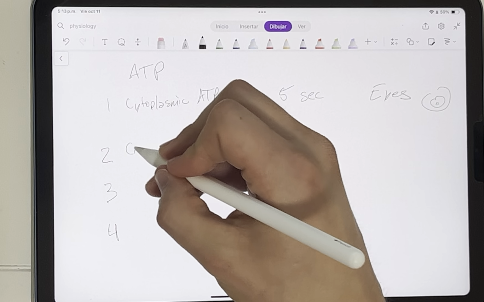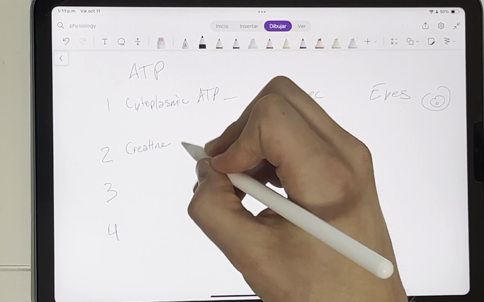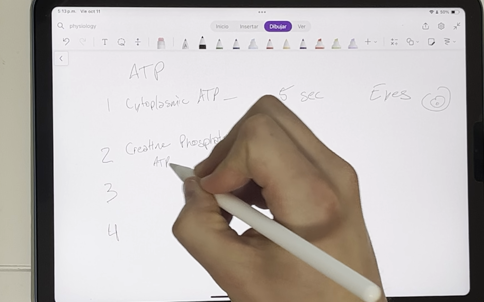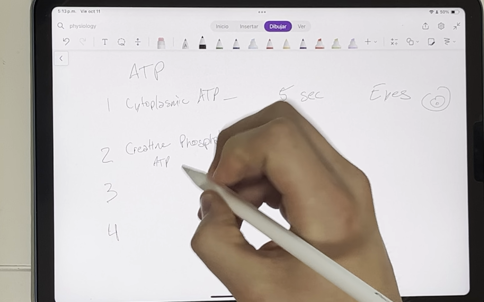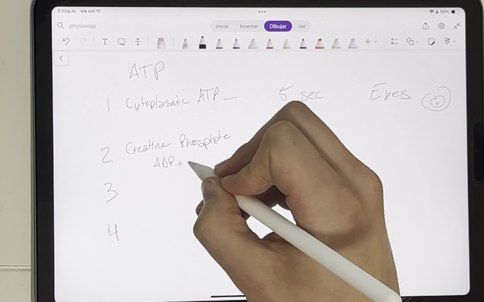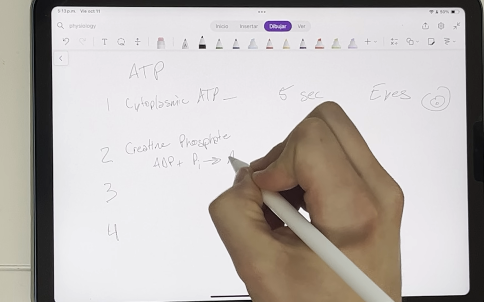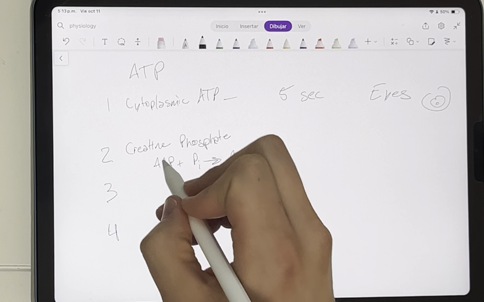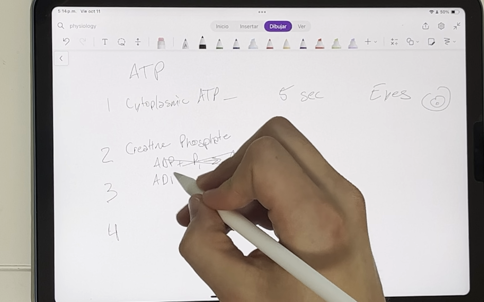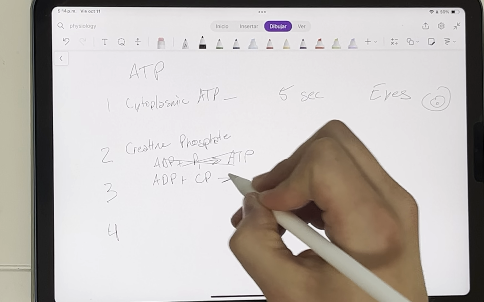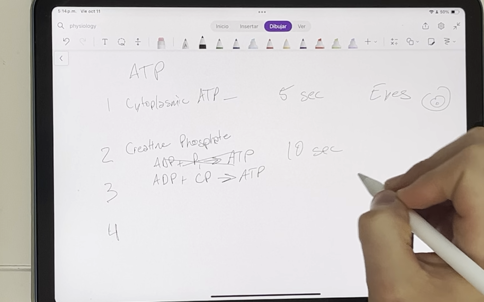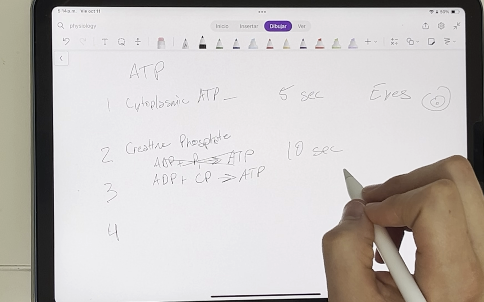Next type is called creatine phosphate. So typically we'll have ADP, and it will add an inorganic phosphate and become ATP. This process takes lots of time, so we don't do it. Instead, we do it later, but we use an ADP and we'll add creatine phosphate, and it will make ATP with less energy. So this lasts about 10 seconds from the beginning of time of muscle contraction.